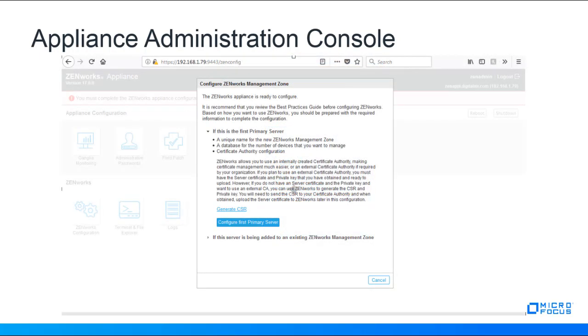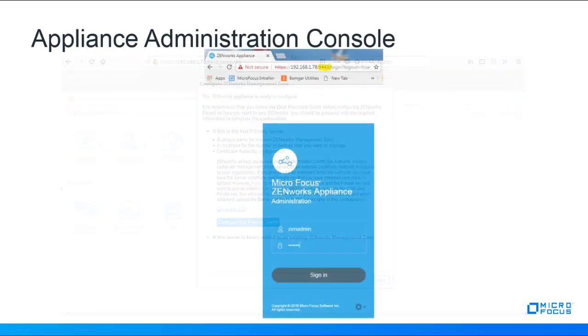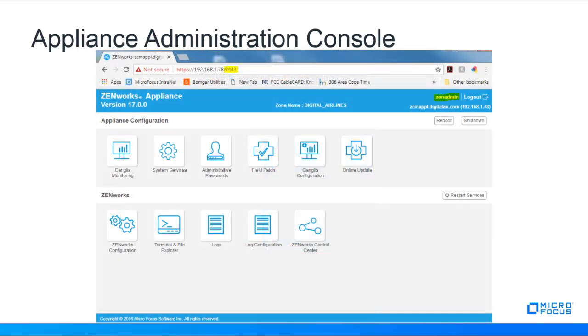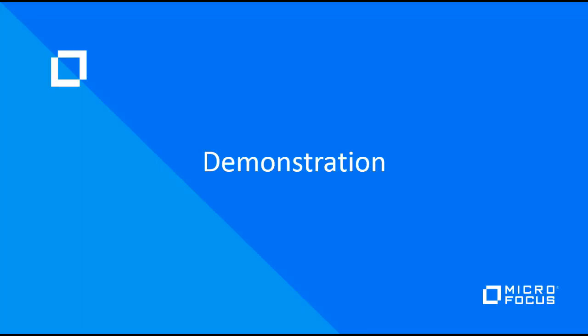But the first time in, it will force you to complete the ZENworks Configuration Management zone, whether it's the first primary server or adding additional primary servers to an existing zone, and then adding certificates, zone names, databases, etc. After the configuration of the system is complete, you can open port 9443 again, and you can manage and maintain the appliance server and ZCM components from a server standpoint. And you'll be presented with a series of tiles to configure and maintain the appliance configuration, which is the OS, and the ZENworks configuration. Now we'll cover that in a short demonstration of the administration console.